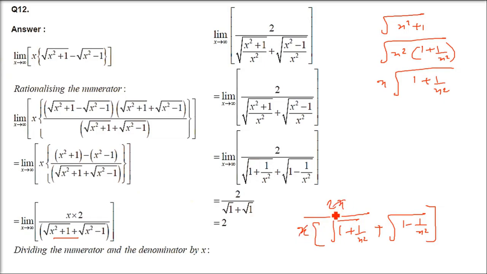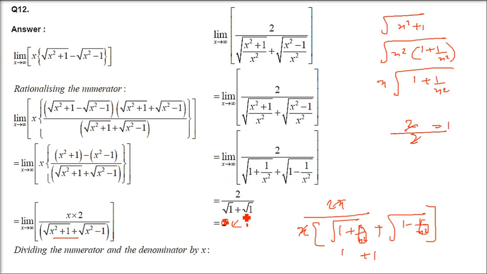So this x gets cancelled. Now 1 by x square, x is infinity, so this is going to be 0. 1 by infinity is 0. So under root 1 plus under root 1, it will be 1 plus 1. 2 by 2 is going to be 1. 2 is not the answer. The answer is 1, because 2 by 2 is going to be 1.